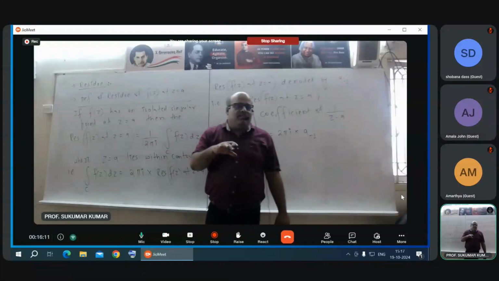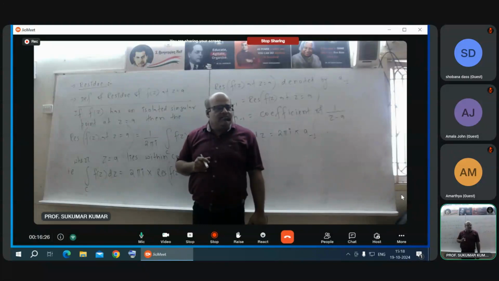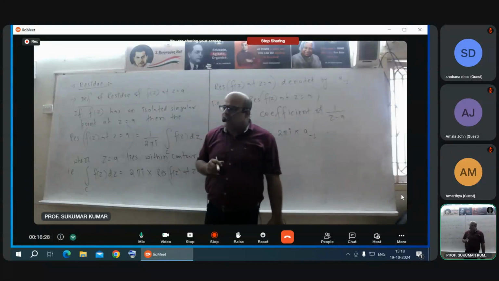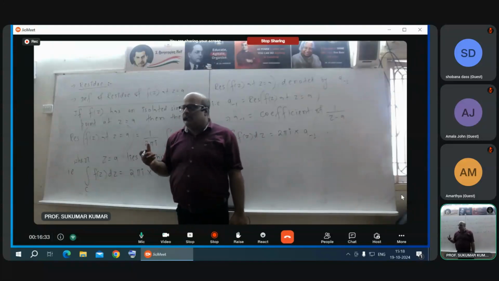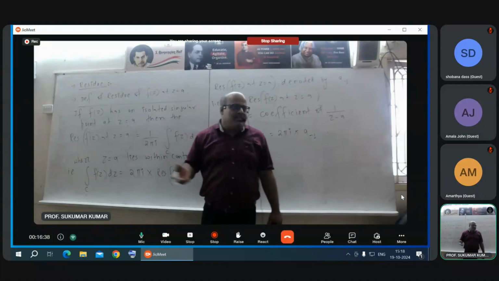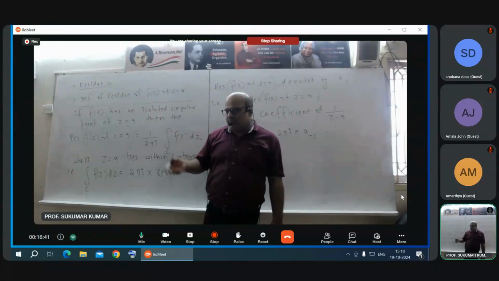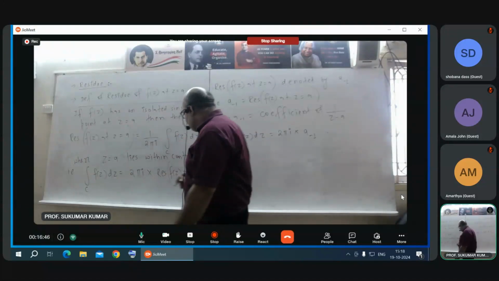So we have to find the residue. First method: Laurent series. Or just an expression. If you fear the name Laurent series, leave it; we can just use a binomial expression. Whatever the coefficient of 1 by z minus a is, that is the residue of f of z at z equal to a. Another method we will also see, because sometimes for a big series or big function we can't make a binomial expression or expand it. So we can go by some formula. So we will see residue based on some formula.